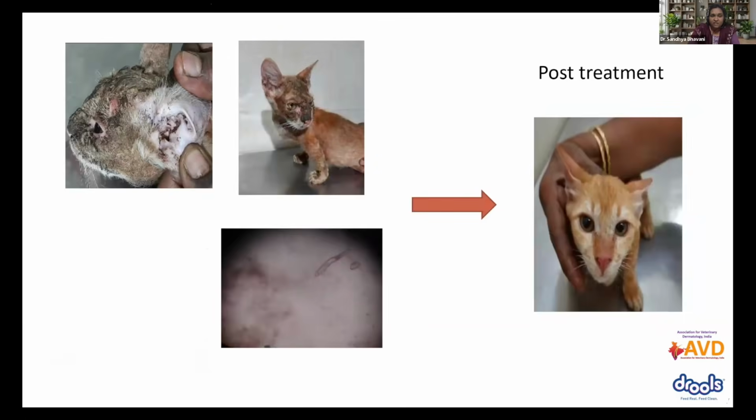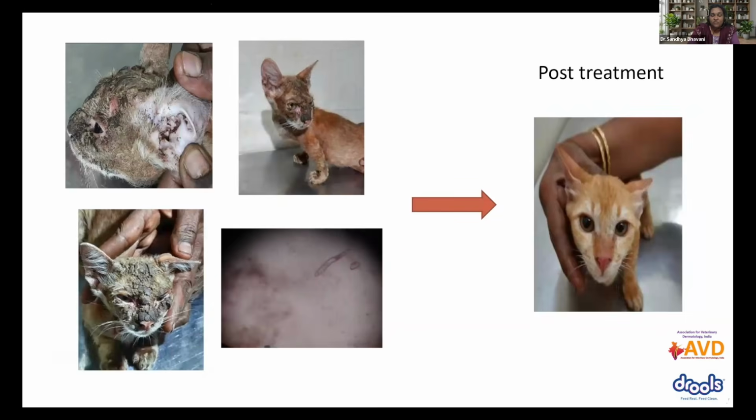So this is a case where the Otodectes cynotis was present on the facial region. They have a thick yellow crust on the entire face. When we took the ear swab, it was negative, but when we took the scraping on the face, it was positive for Otodectes. So what should be present in the ear is present on the face. This is post-treatment. We gave selamectin spot-ons monthly once for 3 months, so it got cured completely.